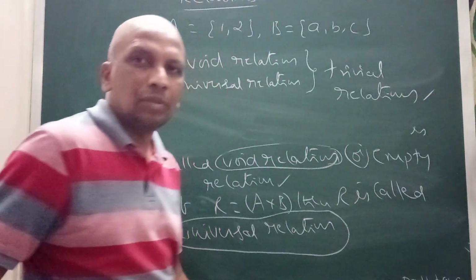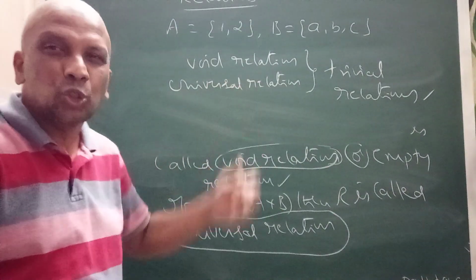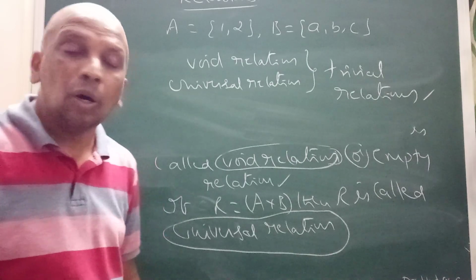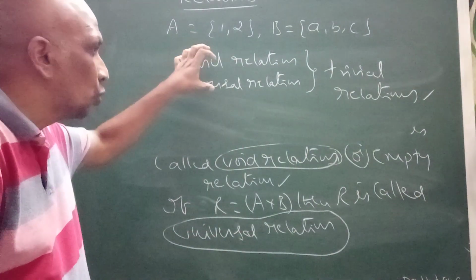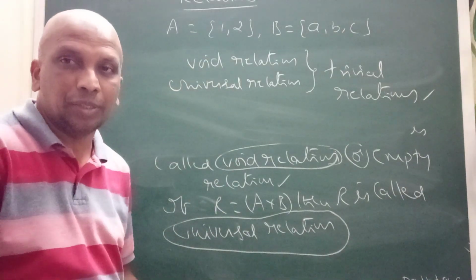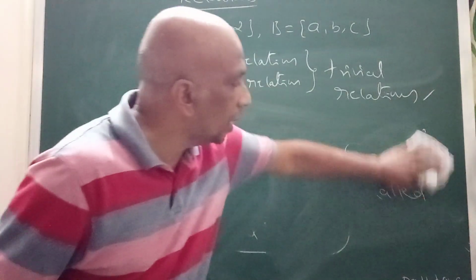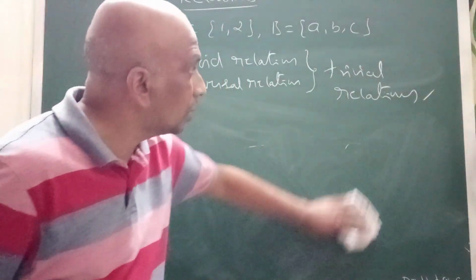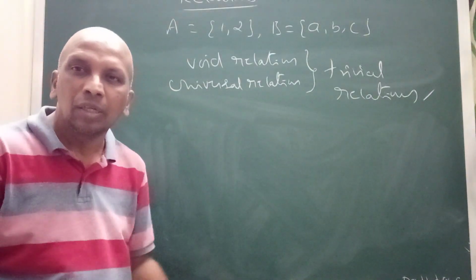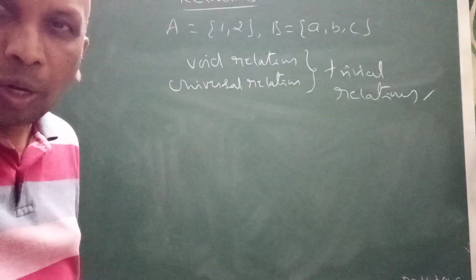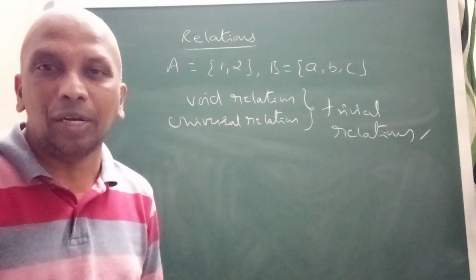Trivial relations. Any relation other than these two is called a non-trivial relation. So you remember, we have these two, the trivial relations. Any relation other than these two is called a non-trivial relation. Understood?